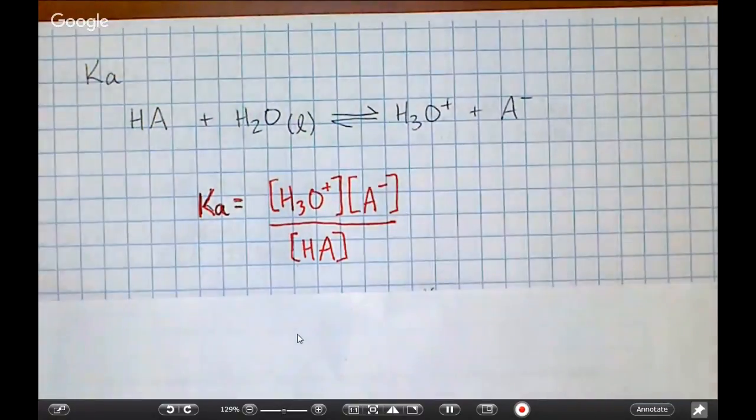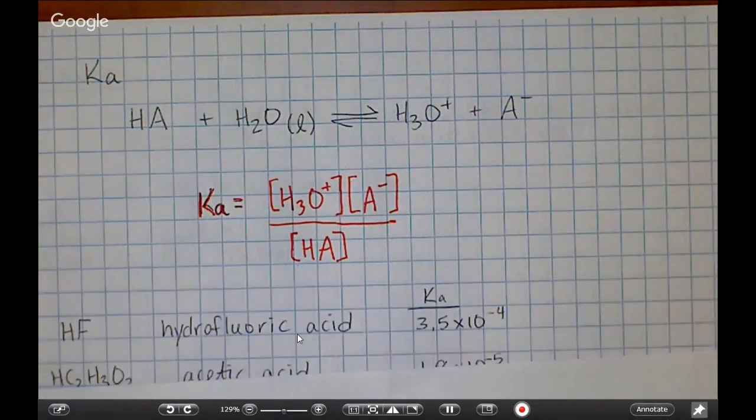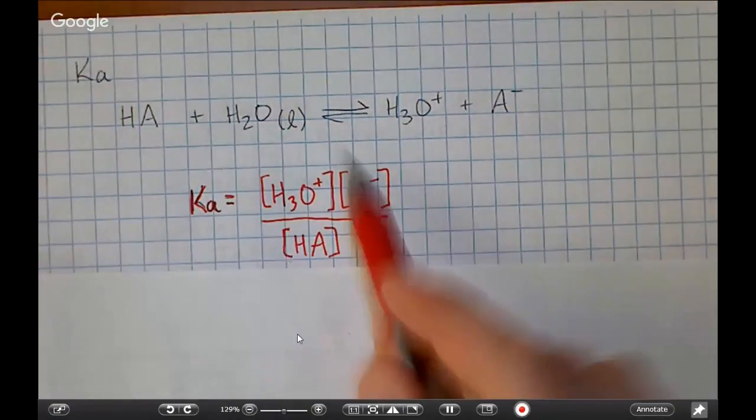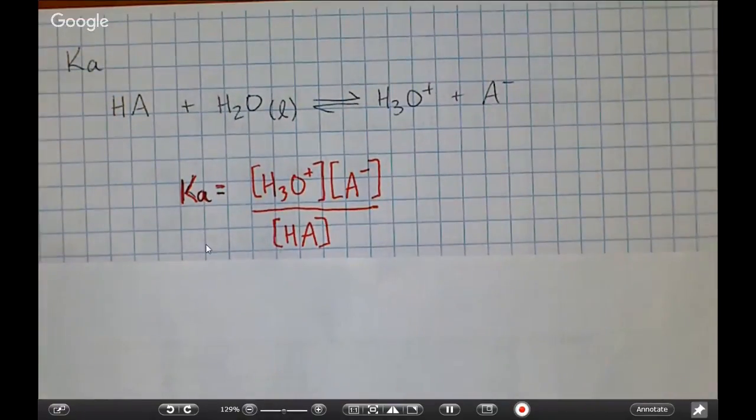Do we put water in there? It's a liquid. Do we put it in the expression? No, we do not. Water is constant, so we leave it out of the expression. So we're going to have an equilibrium expression similar to this for our reactions.